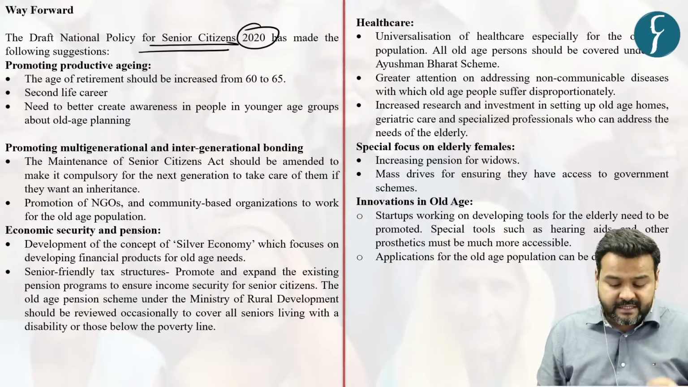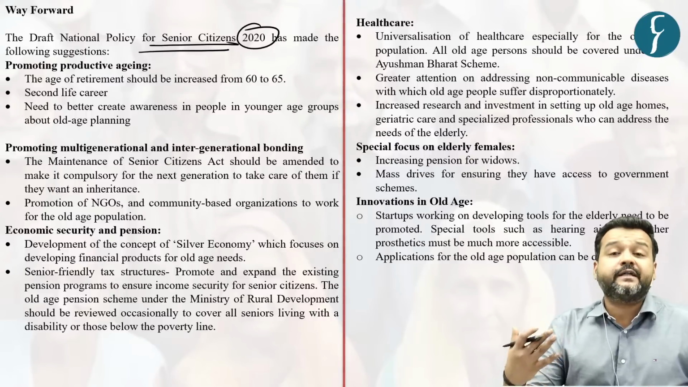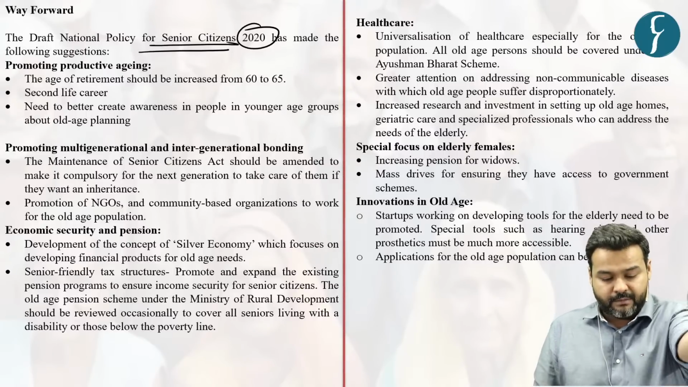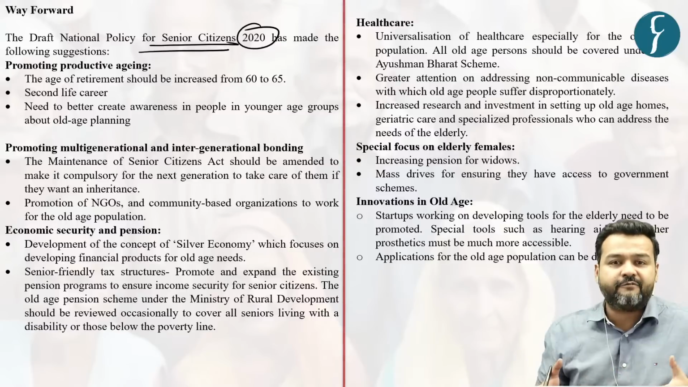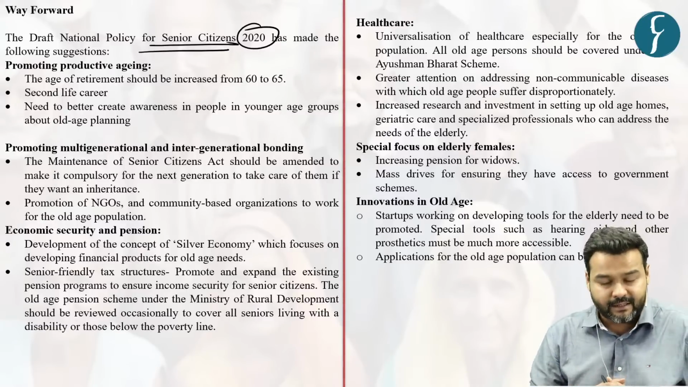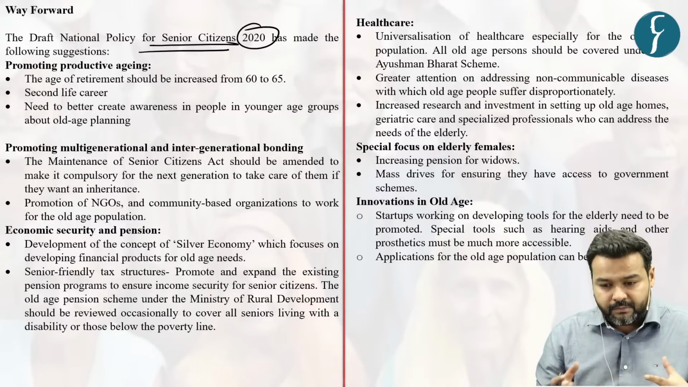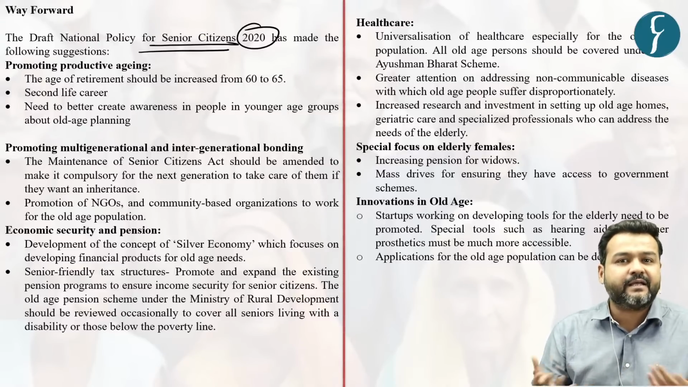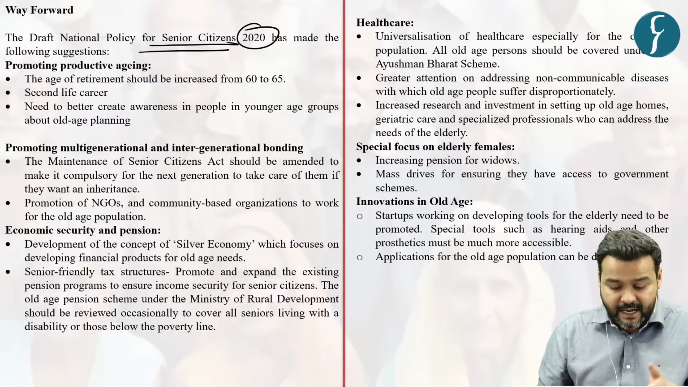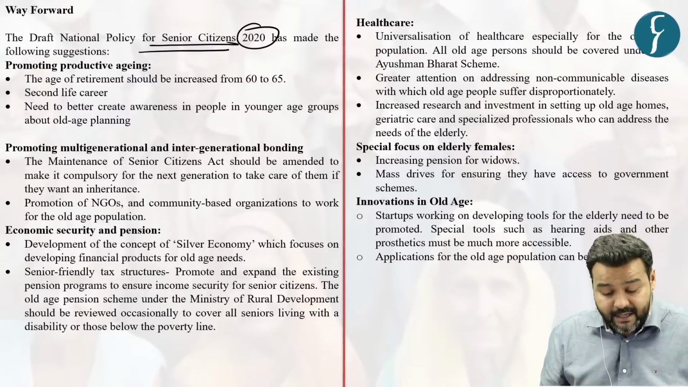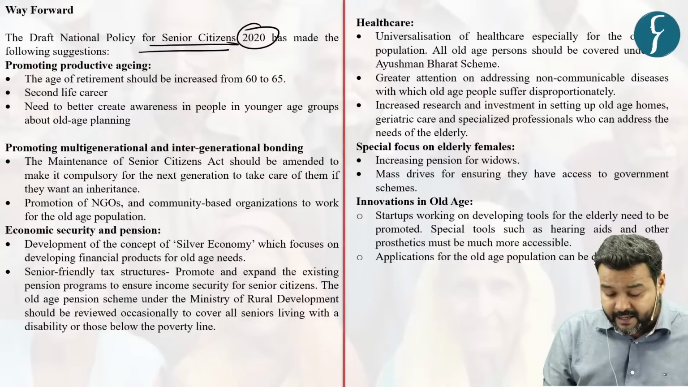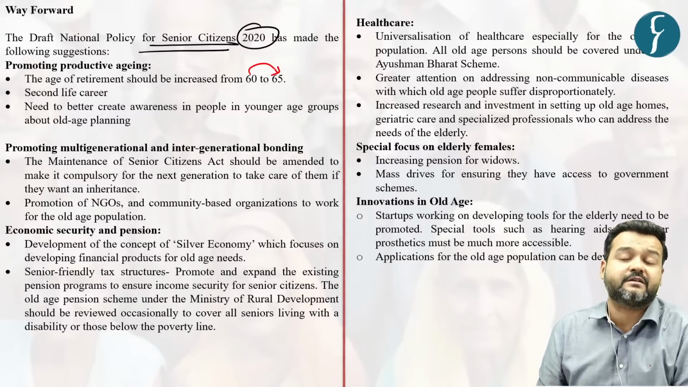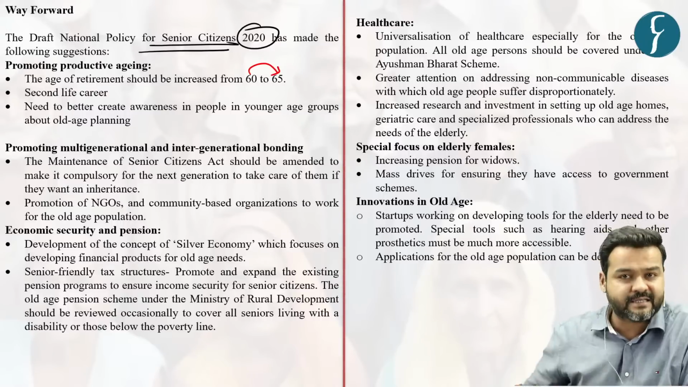So first is productive aging. Now what is productive aging? Now, if you have equipped yourself with good health, or good learning, you can do a few things after getting retired. So the first suggestion that this draft national policy has given is that the retirement age should be increased from 60 to 65, because the average age is growing.